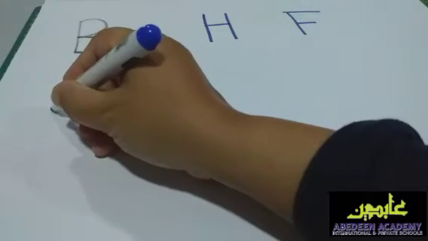The next letter which I'm going to write is the letter H. What's the sound of H? H. Okay, then the next letter which I'm going to write is the letter F. Okay, the letter F. So what's the sound of F? F. Okay, so next the letter I'm going to write is L. Okay, so what's the sound of L? L. Okay, the sound of L is L.